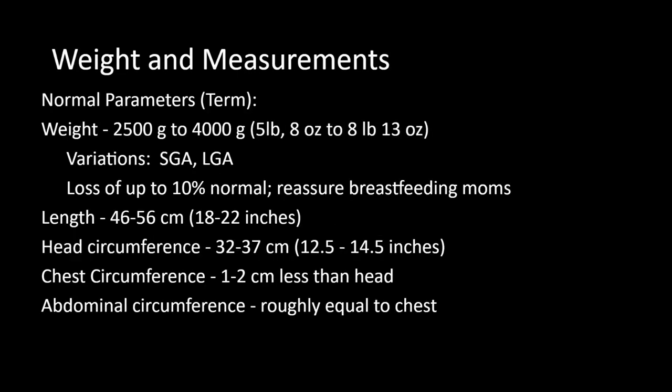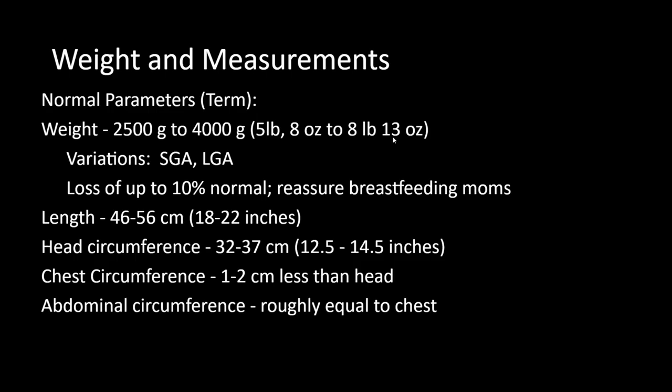Now, weight and measurements. These are some normal numbers. Not that you should memorize them, but get familiar with them. What you would normally do is you would weigh your baby and plot it on a scale for gestational age. So the variations are actually AGA, which is absent from this slide, but that means appropriate for gestational age. You can also have SGA, which is small for gestational age, or LGA, large for gestational age. So normal, we're expecting somewhere in this 5 pounds 8 ounce to 8 pound 13 ounce range.